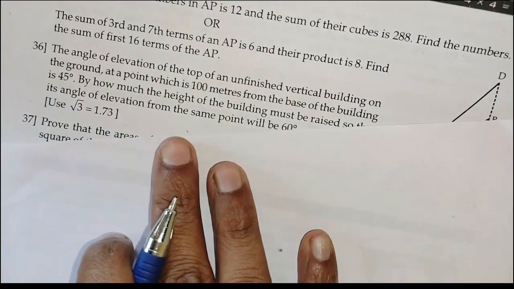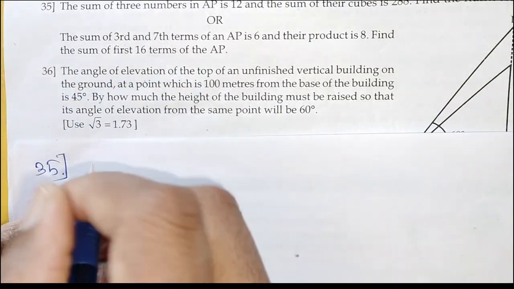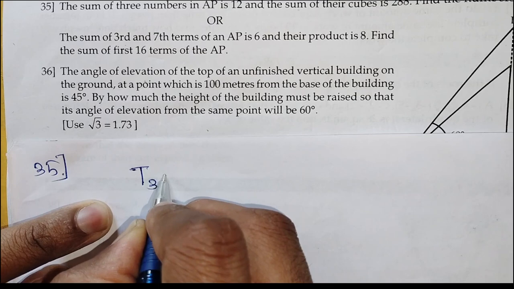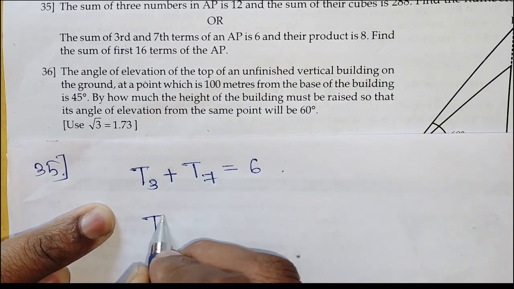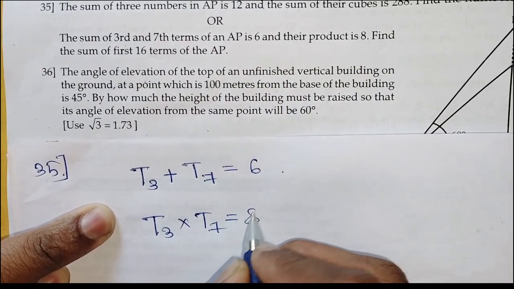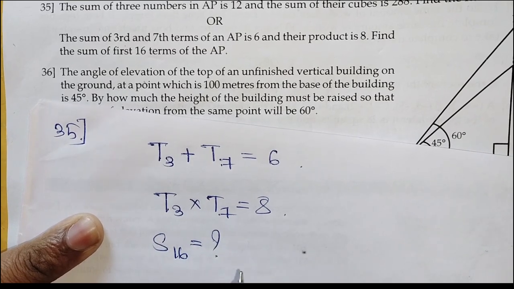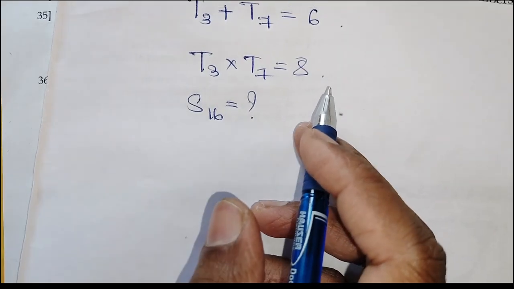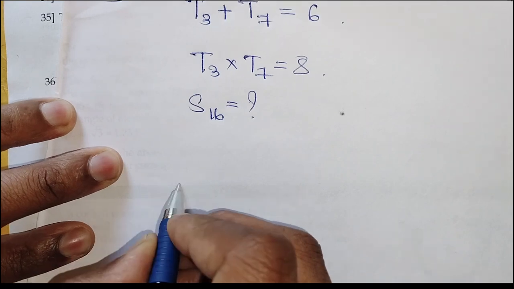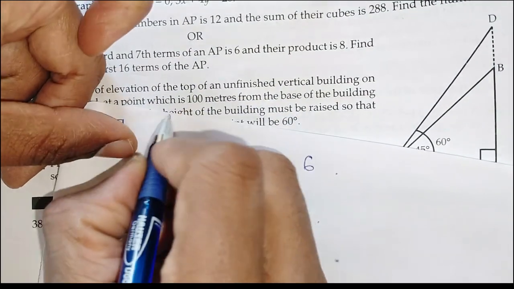What is the given data? The sum of the third term plus the seventh term is 6 and the product is 8. Find the sum of the first 16 terms. So here also, using the data, we have to find a and d. The given data, you have to write here: t3 plus t7 is 6.